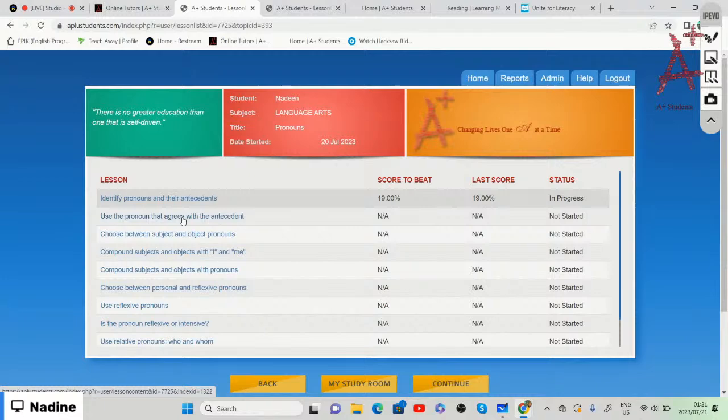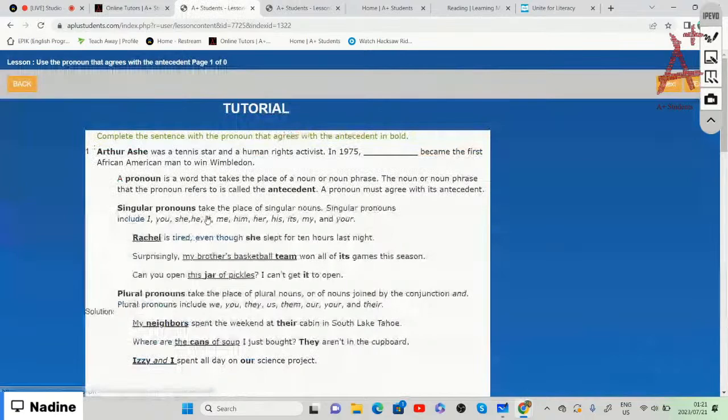Now we're going on to the next lesson that says use the pronoun that agrees with the antecedent. And once again, a pronoun is a word that takes the place of a noun or a noun phrase, right? And we see that the noun or noun phrase that the pronoun refers to is the antecedent, right? And a pronoun must agree with its antecedent, right? If it doesn't agree, then it is not correct.